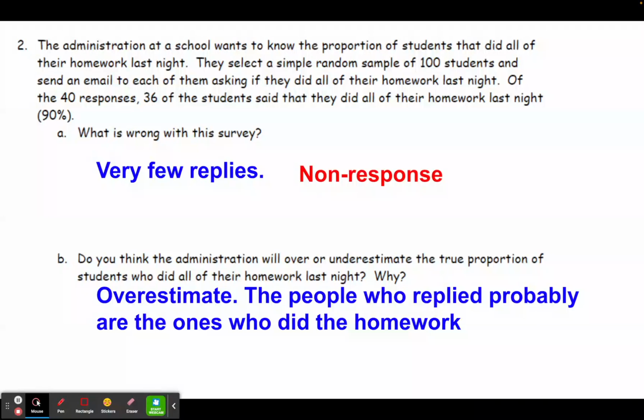Now, this is an issue in statistics that we call non-response. And that happens very often too. You might get surveys through email or in the mail, and you just choose not to participate. It's not that people can't be reached, it's just that they decide they don't want to participate.